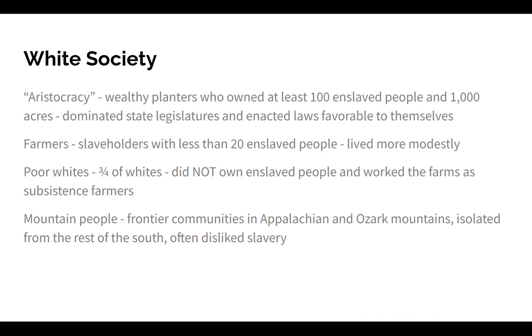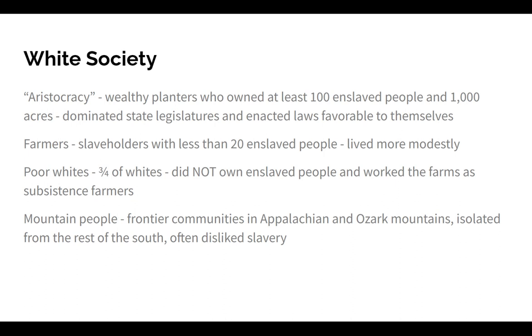Below the aristocracy, you're going to have your farmers. These are going to be slaveholders with less than 20 enslaved people. They're going to live much more modestly than the wealthy planters. And then at the bottom, and this was 3/4 of all whites in Southern society, are going to be the poor whites. These were white people in the South who did not own enslaved people, and they worked their farms as subsistence farmers rather than as plantations.